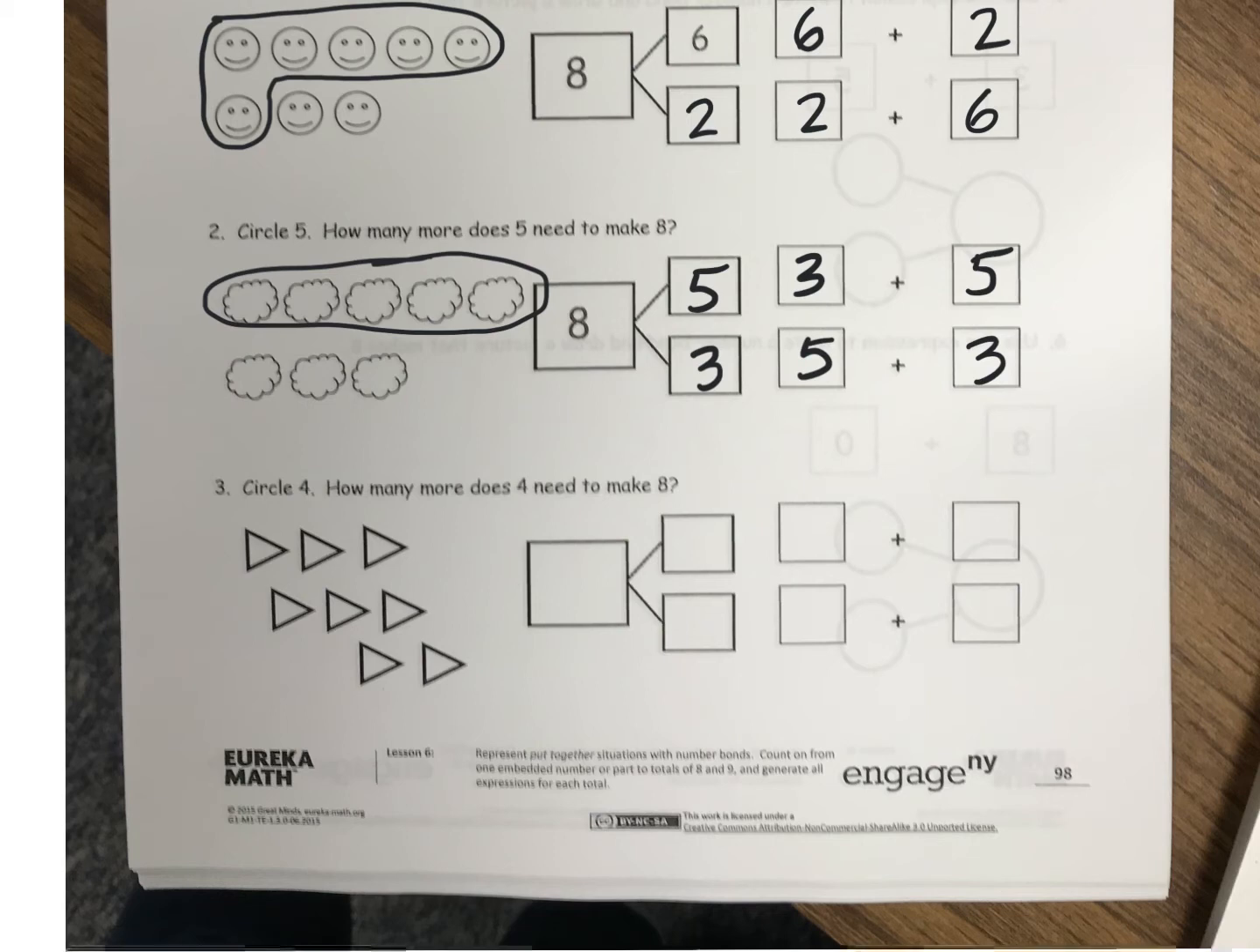Okay, now these ones are not in an organized 10 frame, so we're going to have to count them a little more carefully to circle the number. They want us to circle 4. So I'm going to circle these 4 right here. What number are we making today? What's my whole number, everybody? 8. All right. So Ellie, how many did I circle? 4. So one of my parts is going to be 4. Hyro, what's my other part going to be?